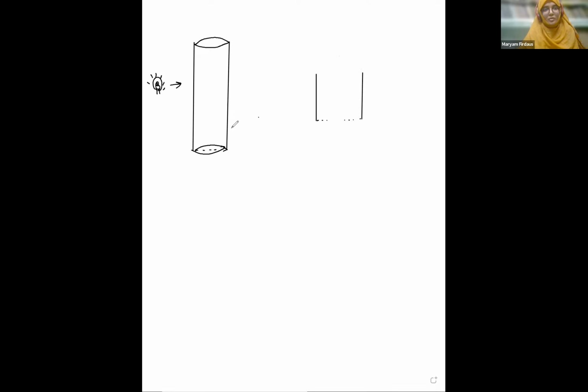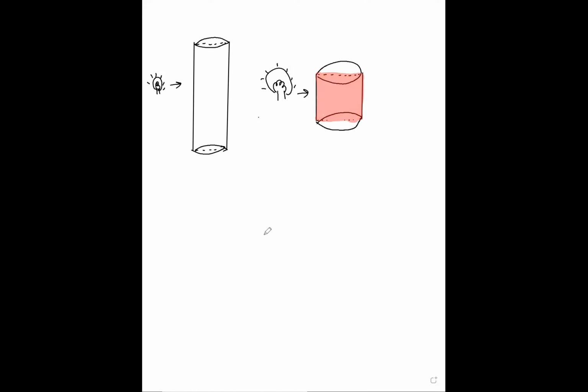Wait. So let me just draw these ones. In this case, if you throw the light from here, what shape will you get? A square. Yes. Why will it be a square? Because the part that is going to give you a shadow is this part, right? So that's why you'll get a square shadow.